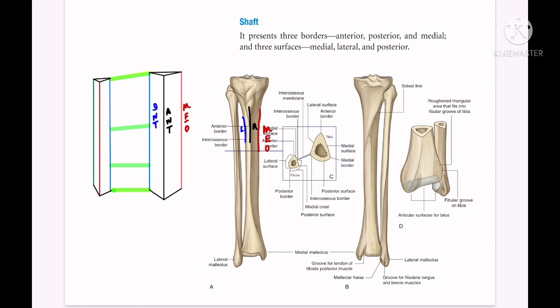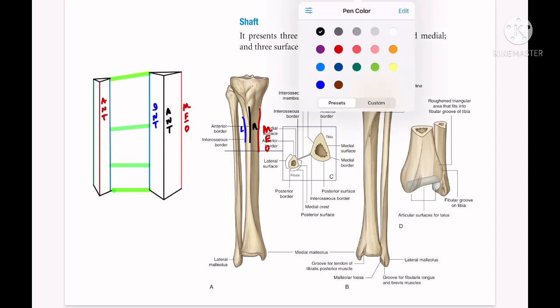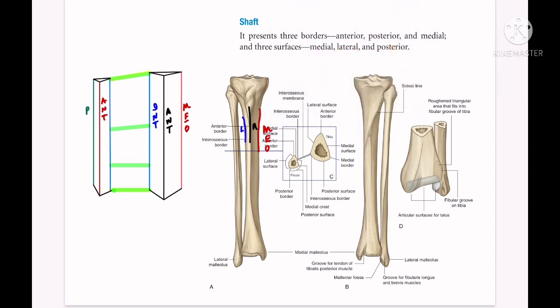Similarly, fibula presents three borders. Here goes the anterior border, then there is a posterior border and an interosseous border which is connected to the similar named border of the tibia by the interosseous membrane. The interosseous border of the fibula is also known as the medial border.